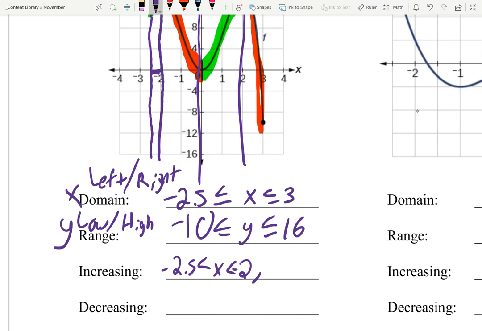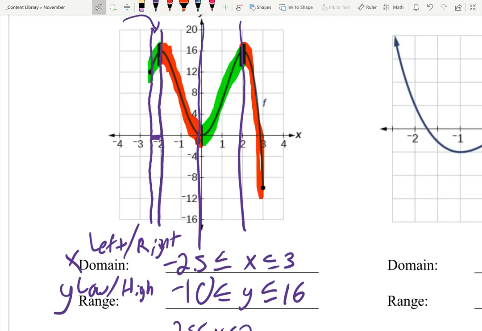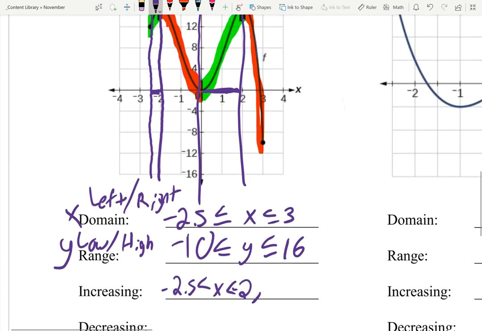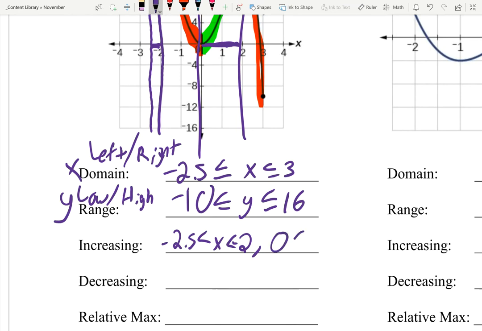But that's not the only place it's increasing. It's also increasing, as we mentioned, in this interval here, which is, in relation to our x-axis, from 0 to 2. So from 0 to 2, it's increasing as well.